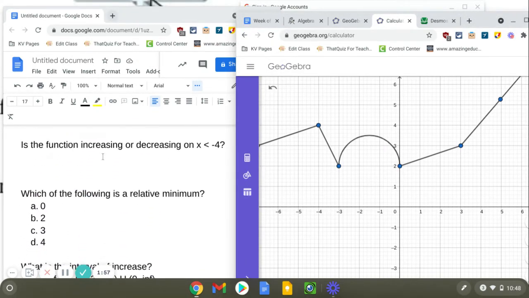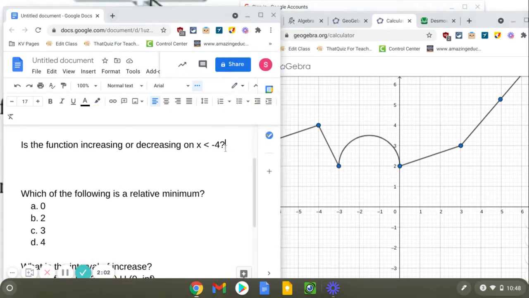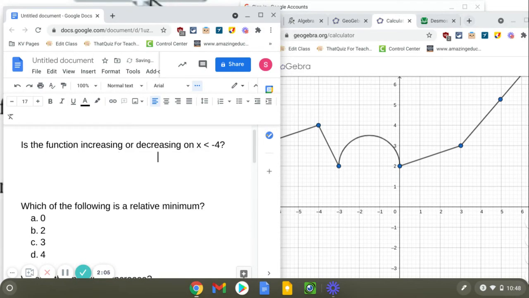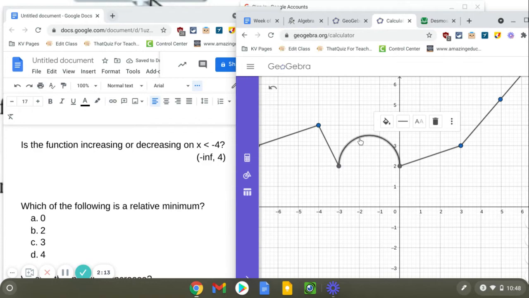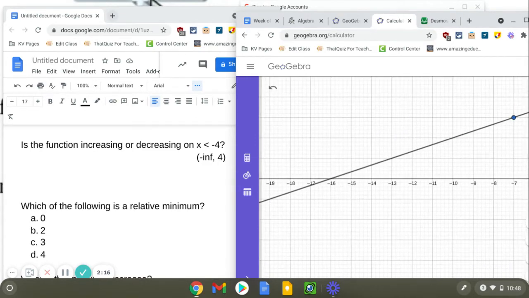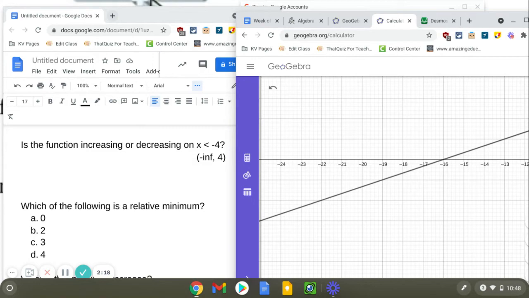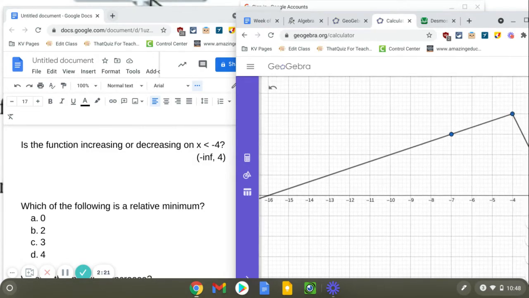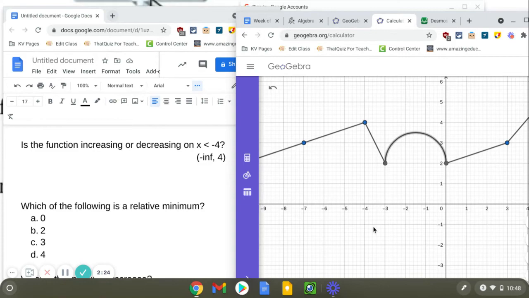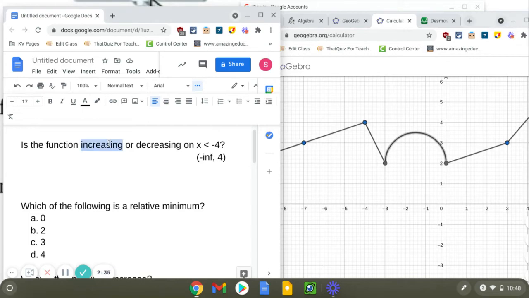All right. Is the function increasing or decreasing for x less than -4? First off, x less than -4 is the same as -infinity up to -4. If you look way off to the left, there's -infinity out there. So if we're looking from -infinity until we get to -4, this thing is going uphill. It's increasing. It's angled with a positive slope there. So we would say it is increasing.